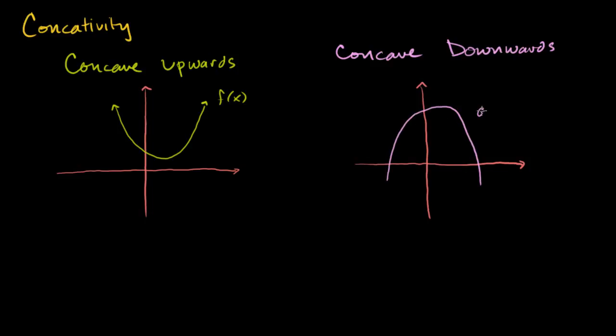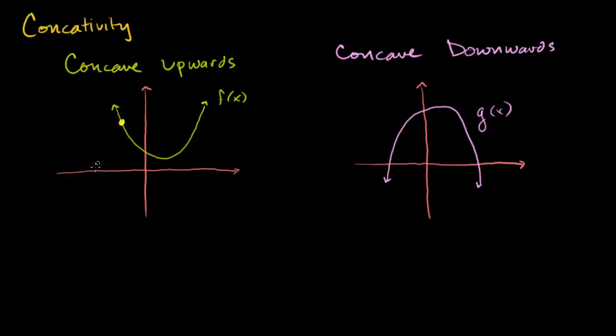So maybe this is some other function, g of x. And notice it looks like an upside down U. Over the entire domain of this function, it is concave downwards. So you can look at it and immediately say, oh, if it's like a U, it's upwards. If it's like an upside down U, it's downwards. But what does that actually mean for the slope? So to understand that, let's think about what's happening to the slope here.